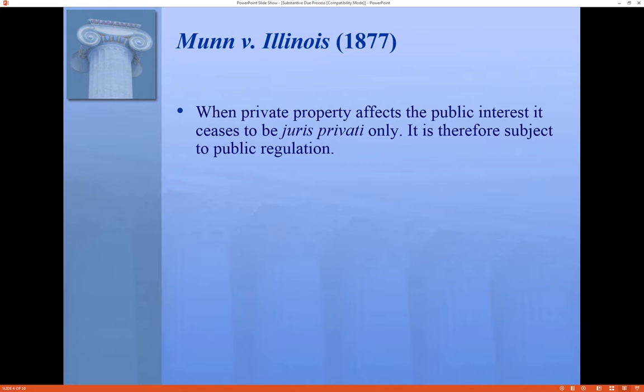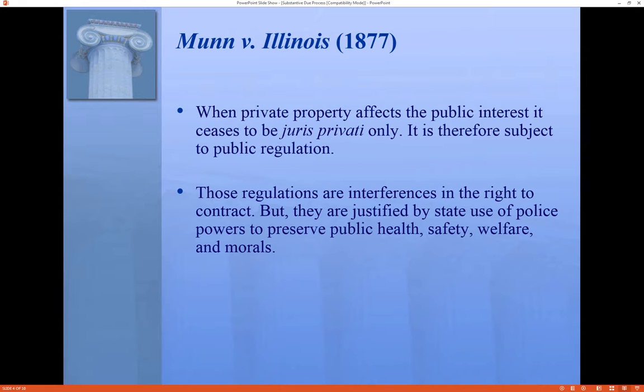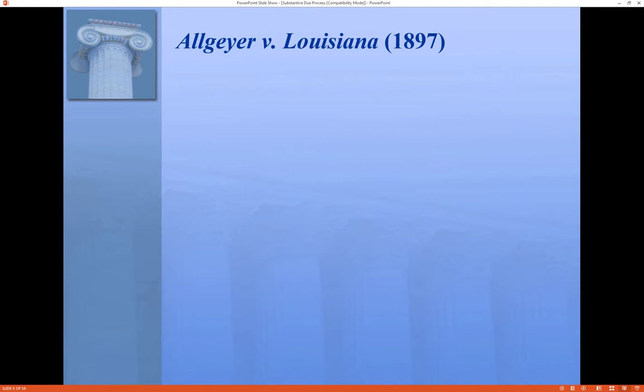So in this case, a very conservative court upheld the state regulation and said that the state of Illinois can regulate these grain elevators and grain storage companies because they were engaged in defrauding the public. They go on to say those regulations are interferences in the right to contract. They're not neutral, right? So they violate the principles of government neutrality. But it's okay because they are justified by the state use of the police powers to preserve public health, safety, welfare, and morals. There we go again. There's government neutrality and police powers.